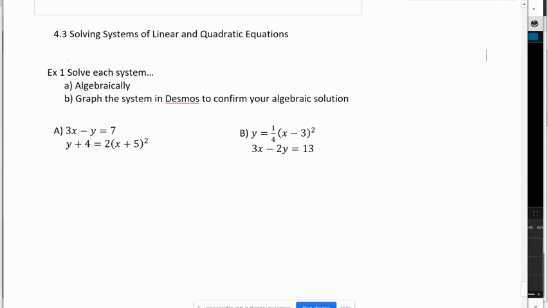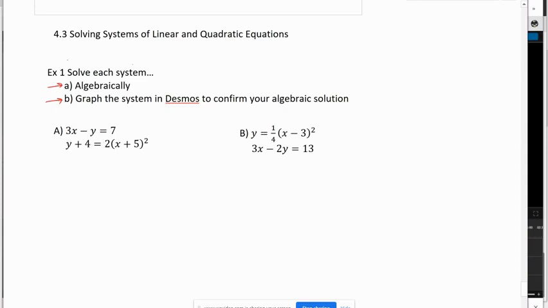Hello, everybody. Today we're going to do a lesson on solving systems of equations that could involve a combination of lines and quadratic equations. So it can be lines and parabolas and circles and so on, and see where they intersect. For each problem, we're going to solve the system algebraically, and then we're going to graph it and see what the equations look like, and confirm that the solution that we got algebraically matches with what we see on the graph.